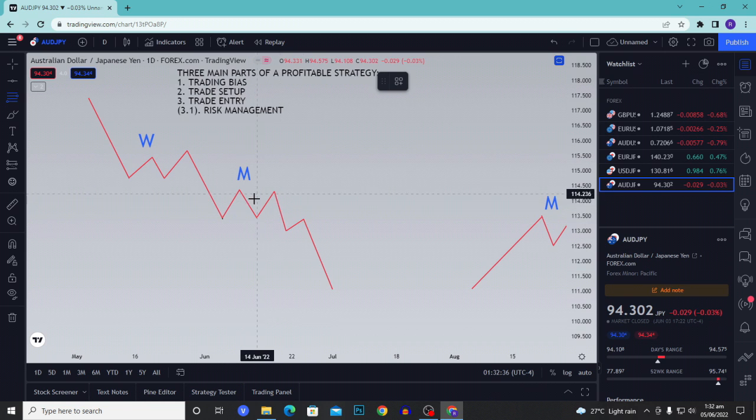Once price is going down and price already broke the neckline right here, as you can see, this will be a neckline on the M setup. Price broke the neckline, came down. We wait for price to retrace up back. So we draw our Fibonacci tool.